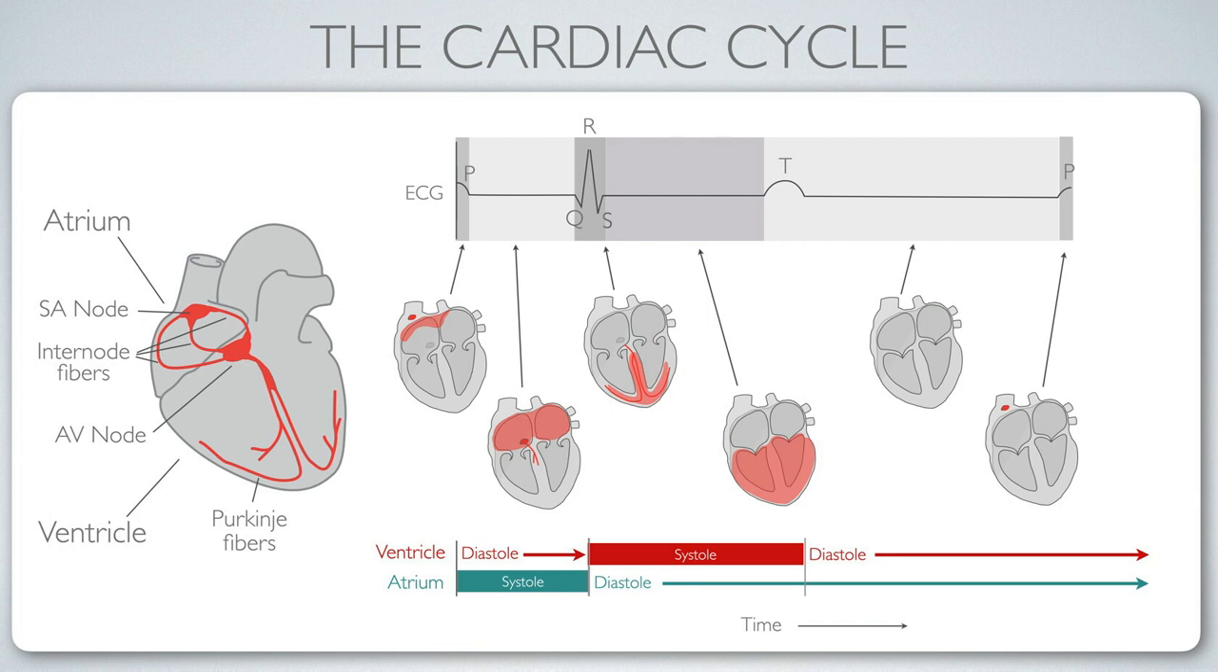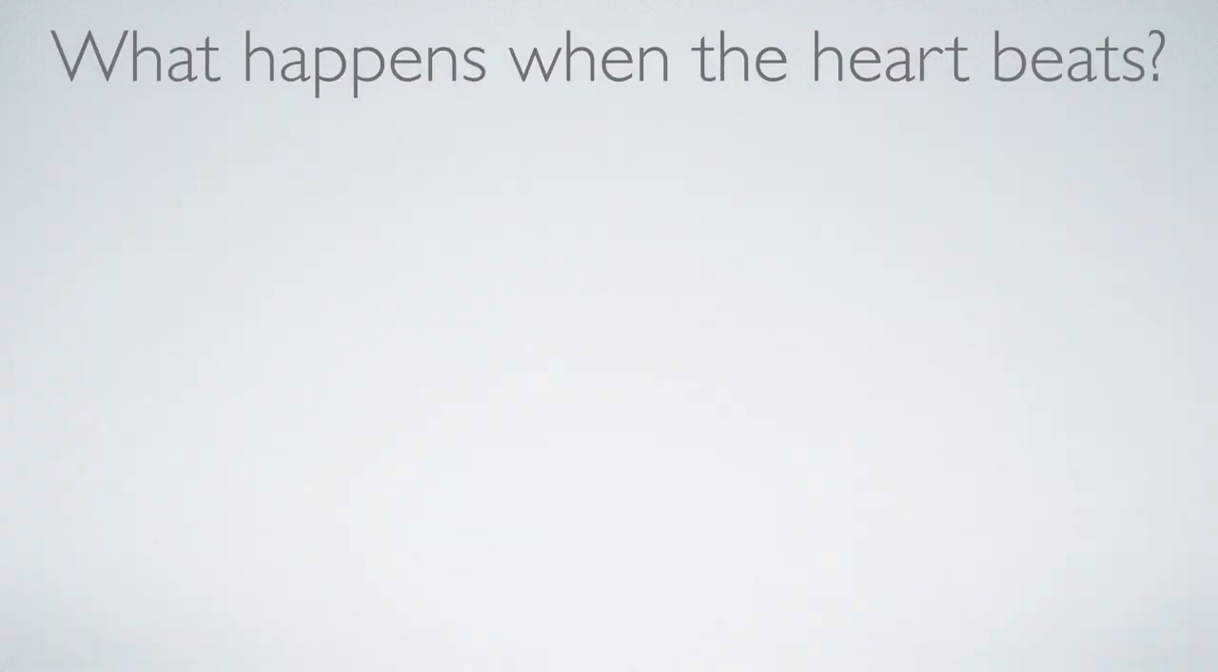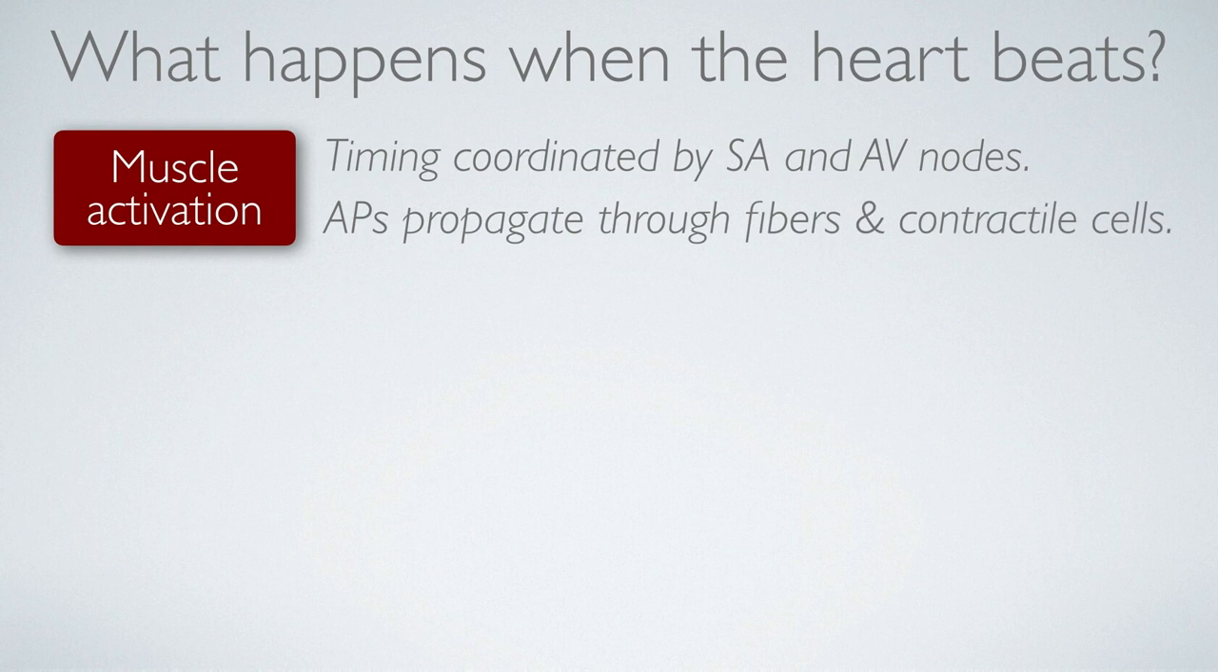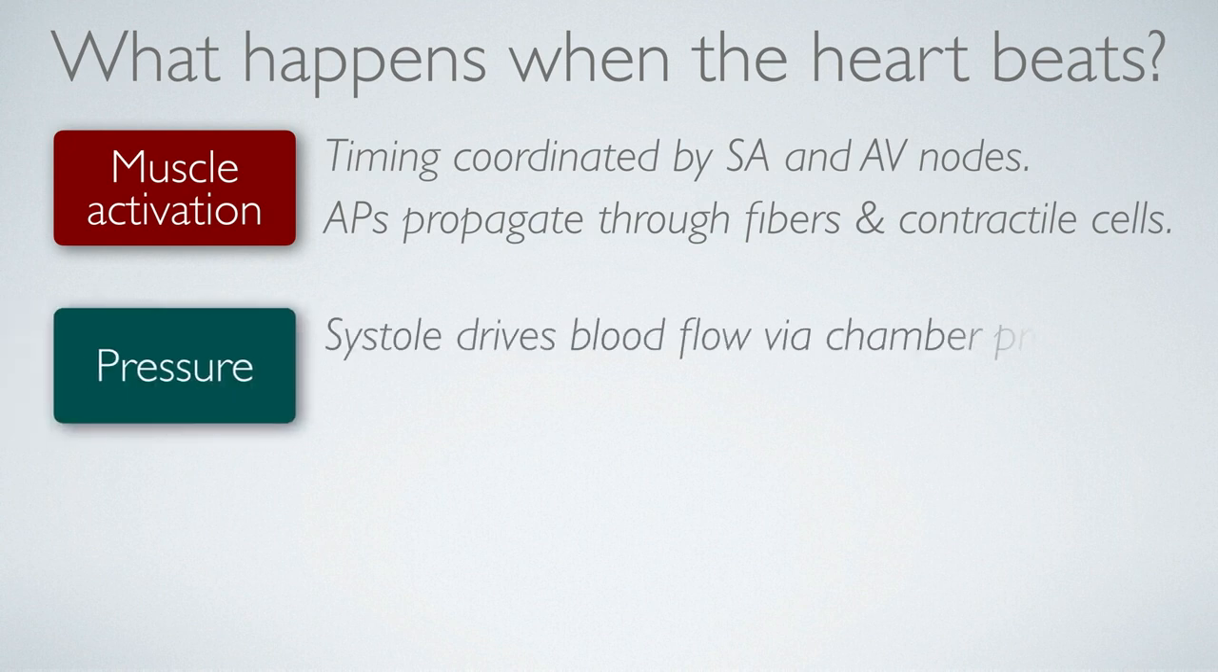So the question that we set out to address was, what happens when the heart beats? And we've considered the muscle activation. We had the timing of SA and AV nodes driving that muscle activation. Action potentials propagate through fibers and through the contractile cells. This creates changes in pressure. In particular, we have systole in both chambers of the heart, driving blood flow from those chambers.